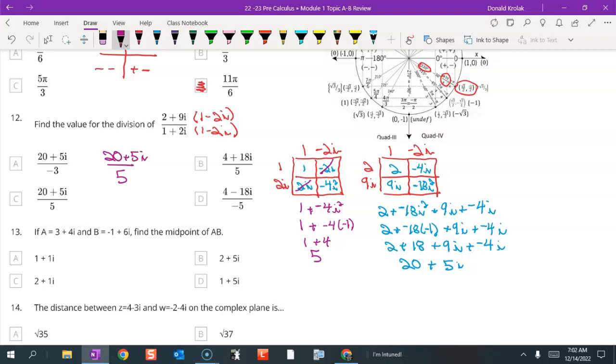Okay, and then I can split these up into two fractions and reduce them to lowest terms. And that gives me 4 plus i. Okay, now they're not reduced on this one, so there's my answer. Or that could be my answer.